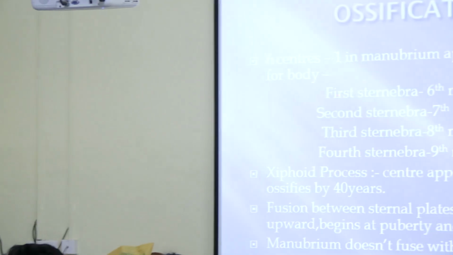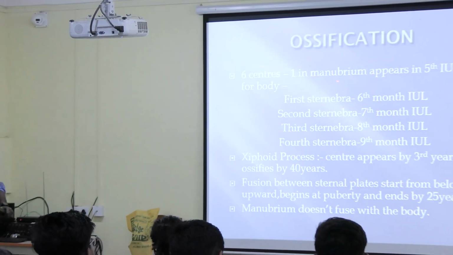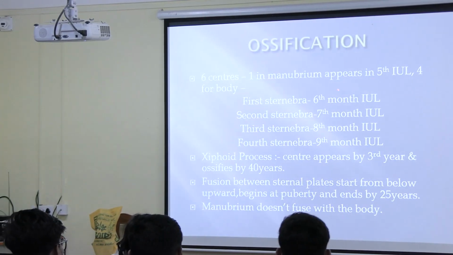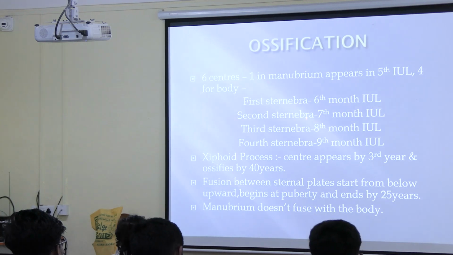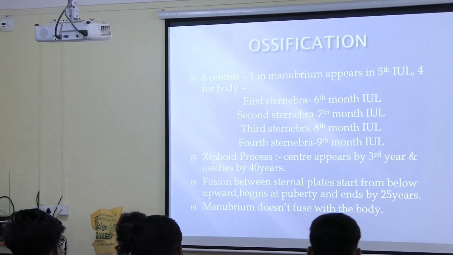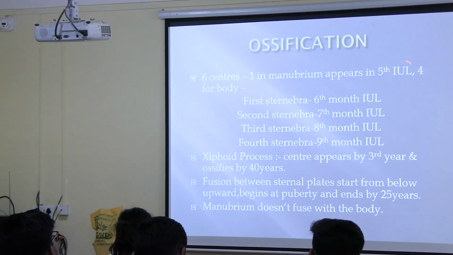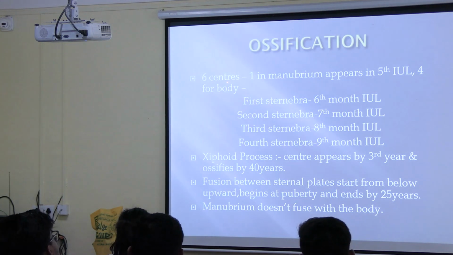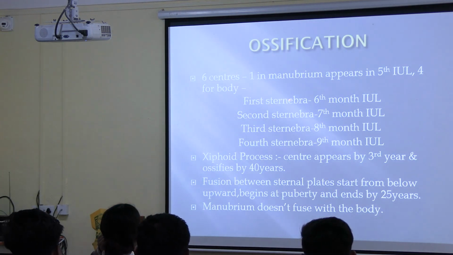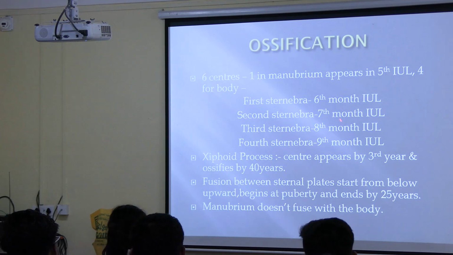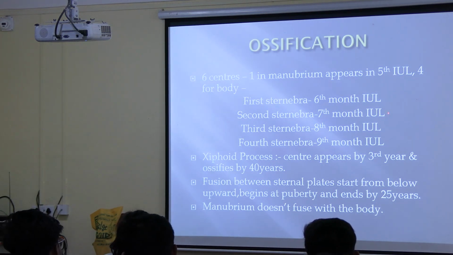So there are 6 centers. One is in the manubrium sterni, 4 are in the 4 sternebrae, and another one is in the xiphoid process. So 6 centers. One in the manubrium appears in the 5th month of intrauterine life, and 4 for the body. The first sternebra appears in the 6th month of intrauterine life, the second in the 7th month, the third in the 8th month, and the fourth in the 9th month.